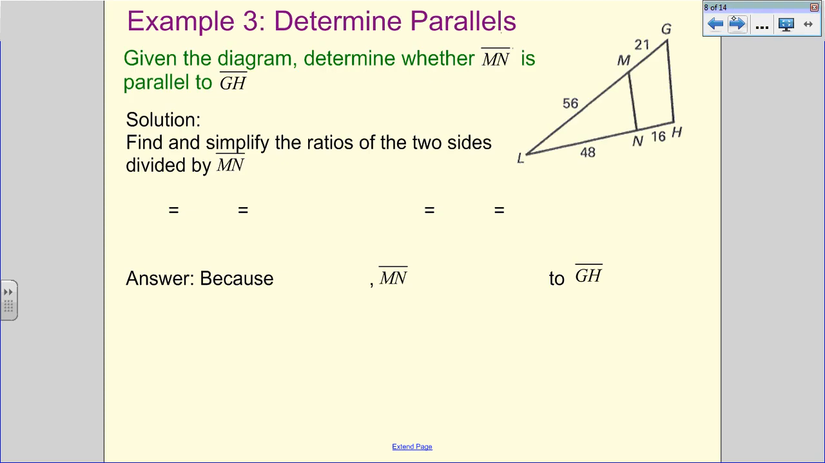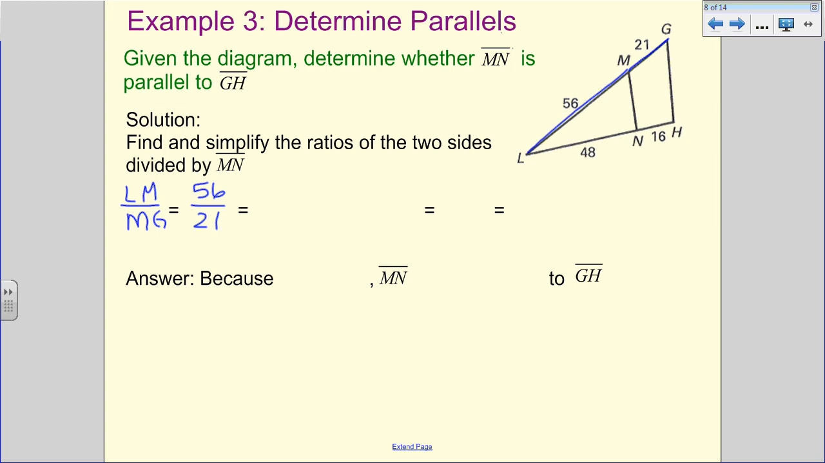So let's take a look at how we can use that. Now what we're going to do is determine if we have parallel lines. To know if they're parallel, you want to show me that you have equal ratios. So we need to find and simplify those ratios that we have here. If we take a look at this, we're going to take a look at LM and put that in a ratio over MG, so the top segment over the bottom segment.